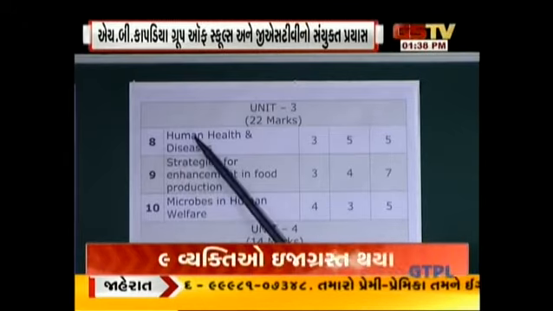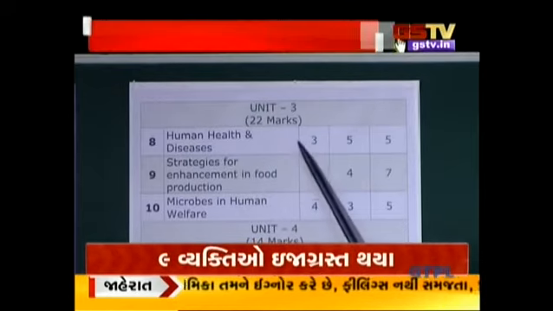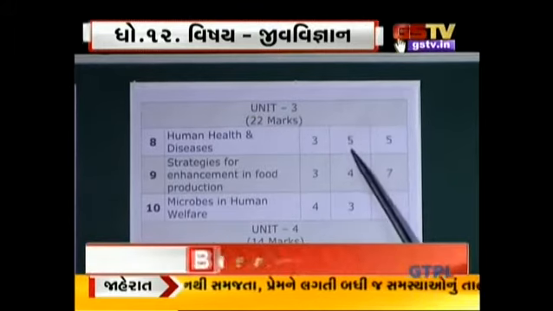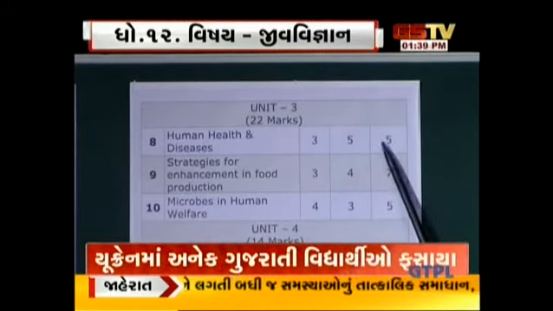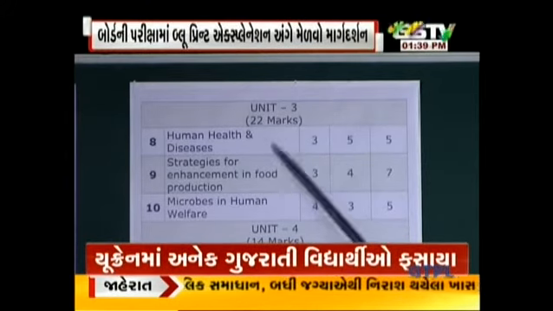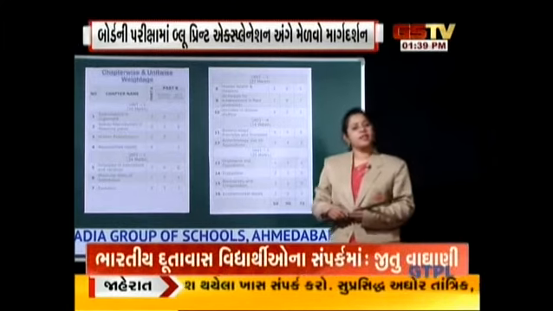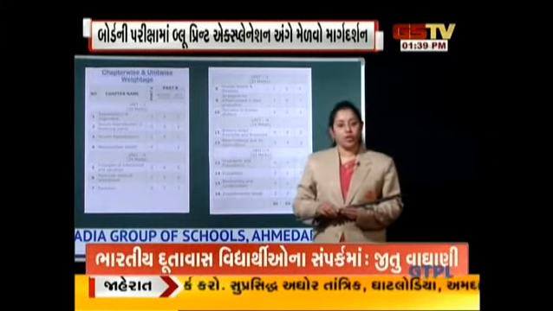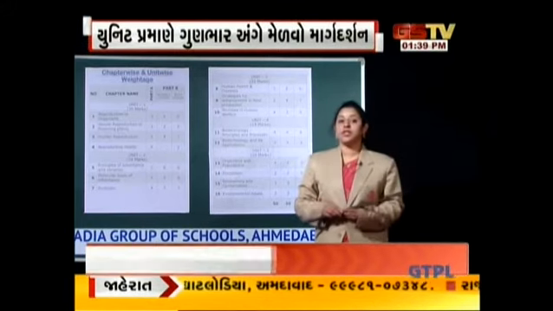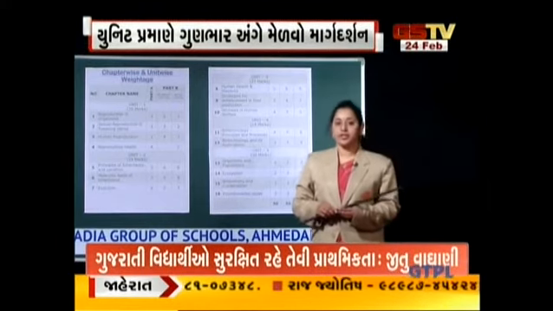Chapter number 8, that is Human Health and Diseases. In this chapter, part A, the allotted mark is 3, and in part B, without option 5 marks and with option 5 marks. So in this chapter, mainly you have to learn about what are the different types of diseases. You know that diseases are 2 types, infectious and non-infectious diseases. So you have to learn all these diseases, what is the causative organism, what are the symptoms, and what are the preventive measures of each disease.